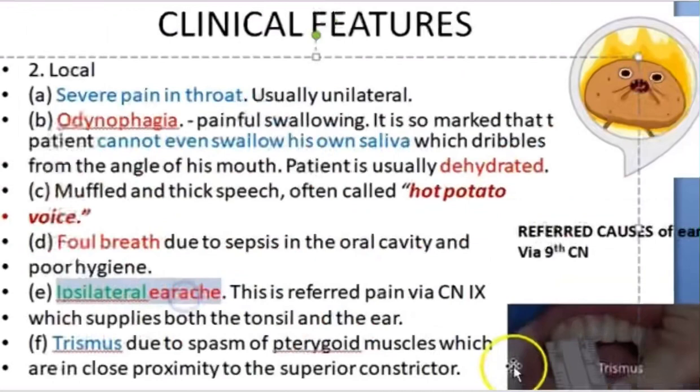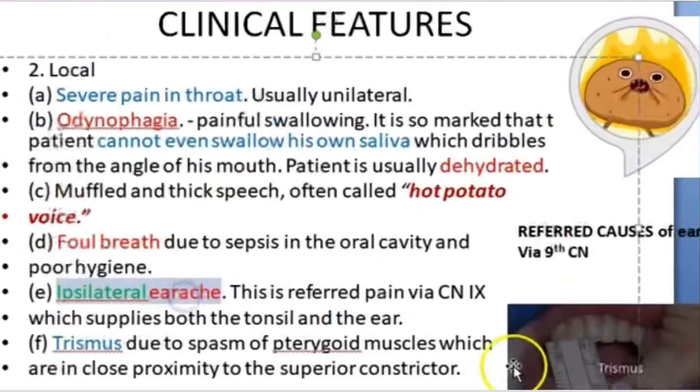Then the last thing you see, trismus. It is due to the spasm of the pterygoid muscles which are in close proximity. Guys, you see here, trismus is nothing but lockjaw. There is spasm of the pterygoid muscles which are in close proximity with the superior constrictor muscle. We saw in the previous slide the superior constrictor muscle. In close proximity there was the pterygoid muscle. Because of this close proximity, there is spasm of the pterygoid muscles resulting in trismus. You can look in the picture here, the lockjaw, trismus. Okay, these are the local features.